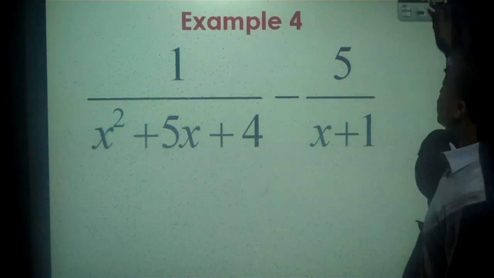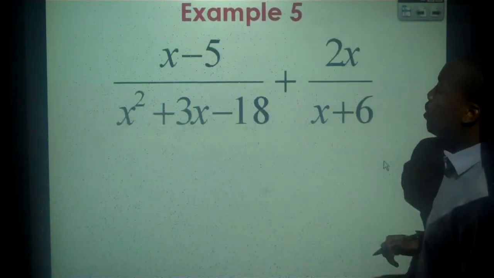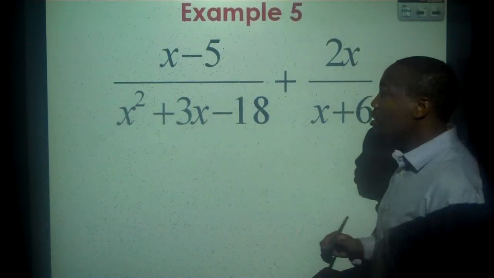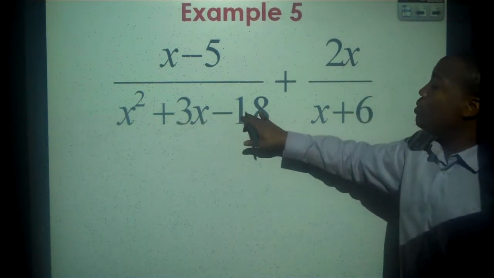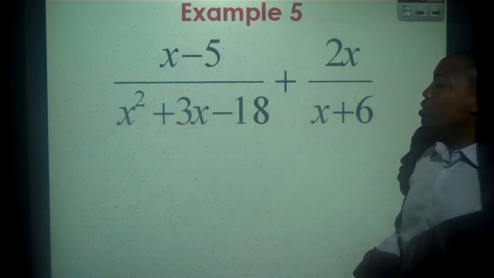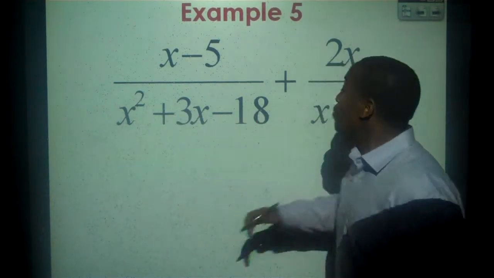So, I think we have one more example left. And we do, which would be example 5. Actually, I think we have 2 more examples left. So, in this situation right here, what do we need to do again? We have a trinomial. We're going to break down the trinomial.